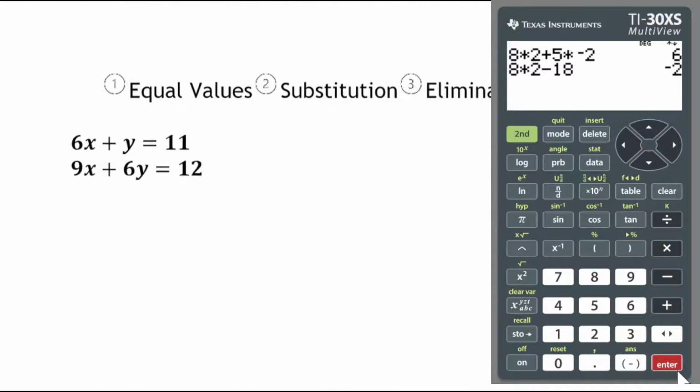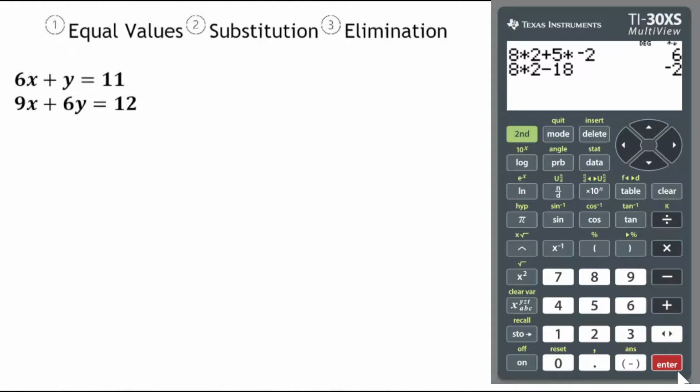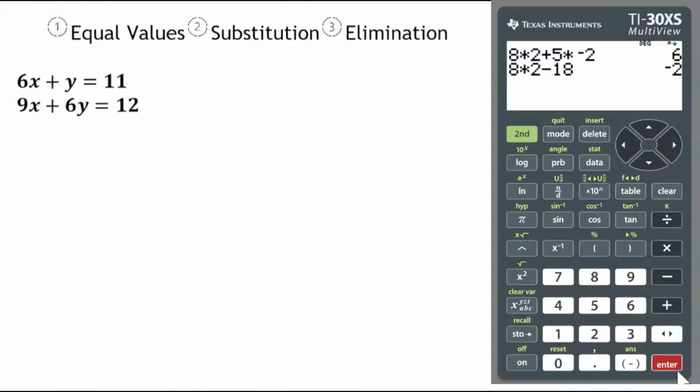Our next system of equations that we're asked to solve is this one. And as I look at this, I want to solve this using elimination. They're both written in standard form. I'm going to have to modify it a bit, but I think this is the best way to go. So I'm going to solve this using elimination.